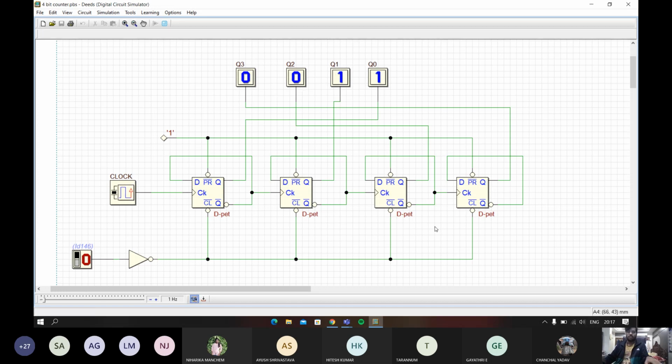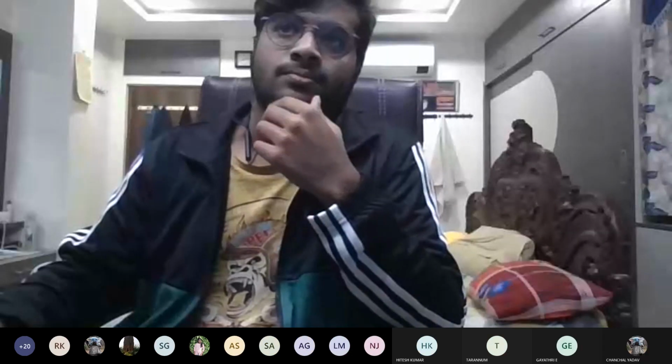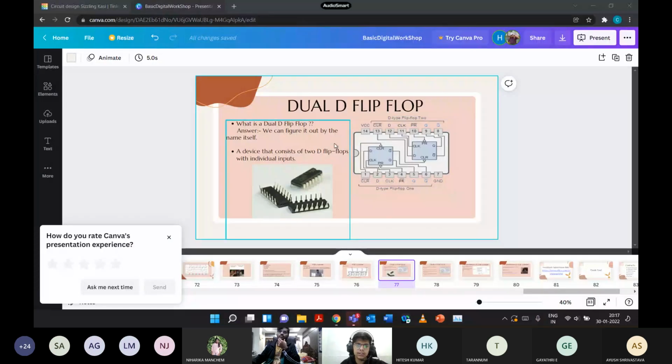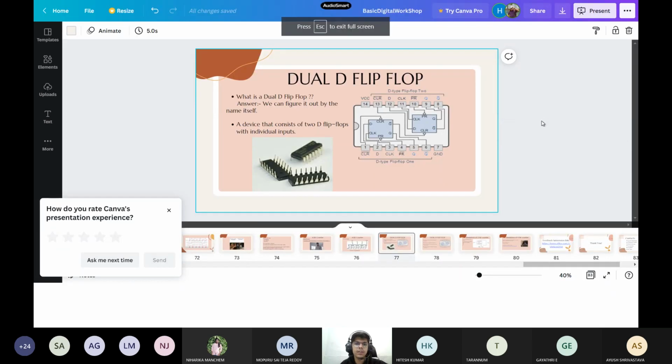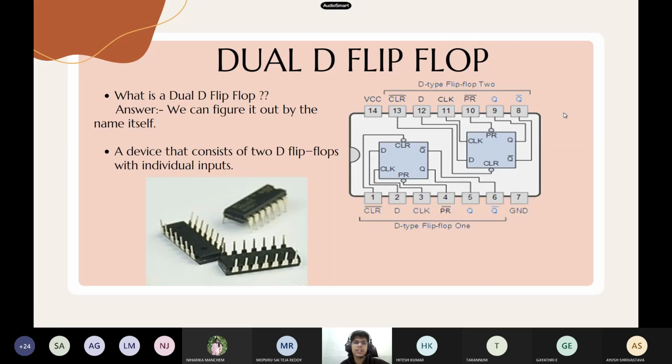Now I hand over to Chenju. So guys, you have already seen the basic simulation of a 4-bit counter on DEEDS. First, I'll tell you something about dual D flip-flops, and then we'll have another simulation. So what is a dual D flip-flop? You can guess it by its name only. It contains two D flip-flops.